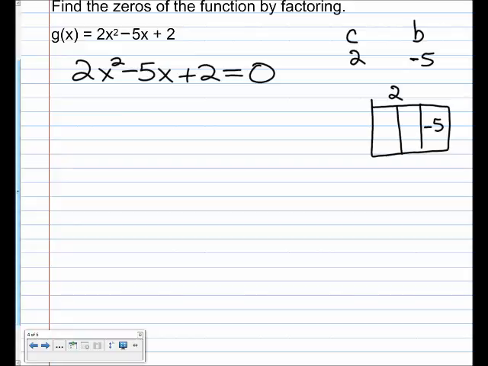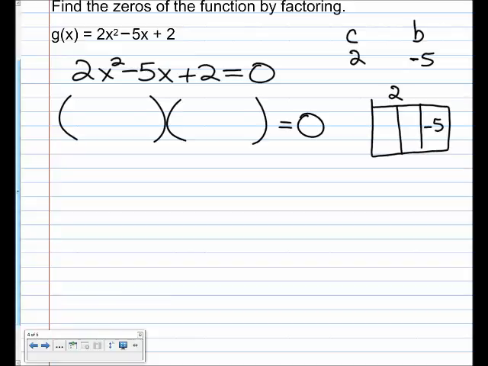What are the only factors of 2? 1 and 2. 1 and 2 are the only factors of 2, which means those are not going to add to negative 5. But here's why you're going to use 1 and 2. Because when you use this 2, one of those numbers is going to multiply by it. So here's what you want to do. Write your binomials again.